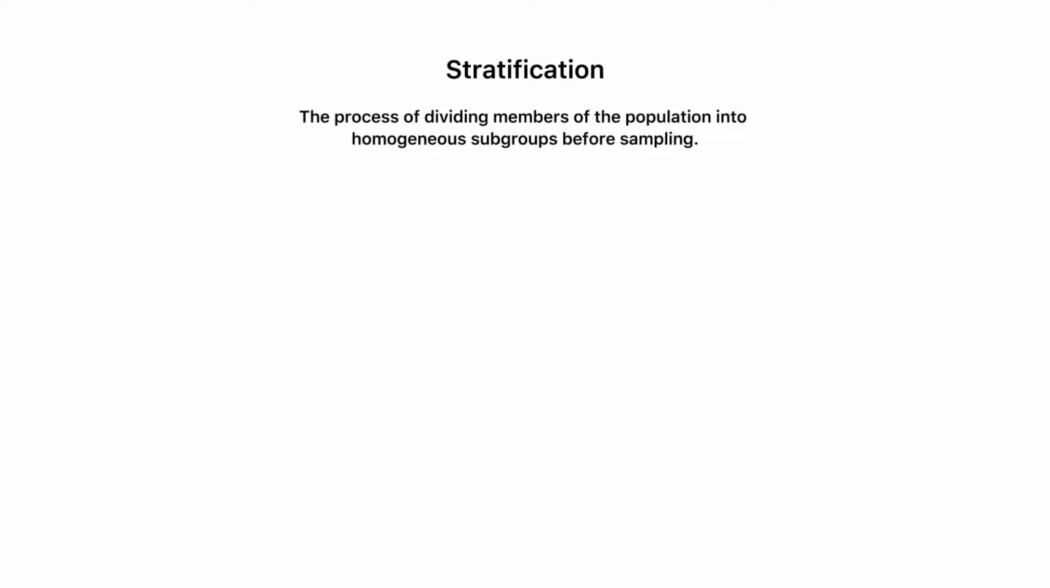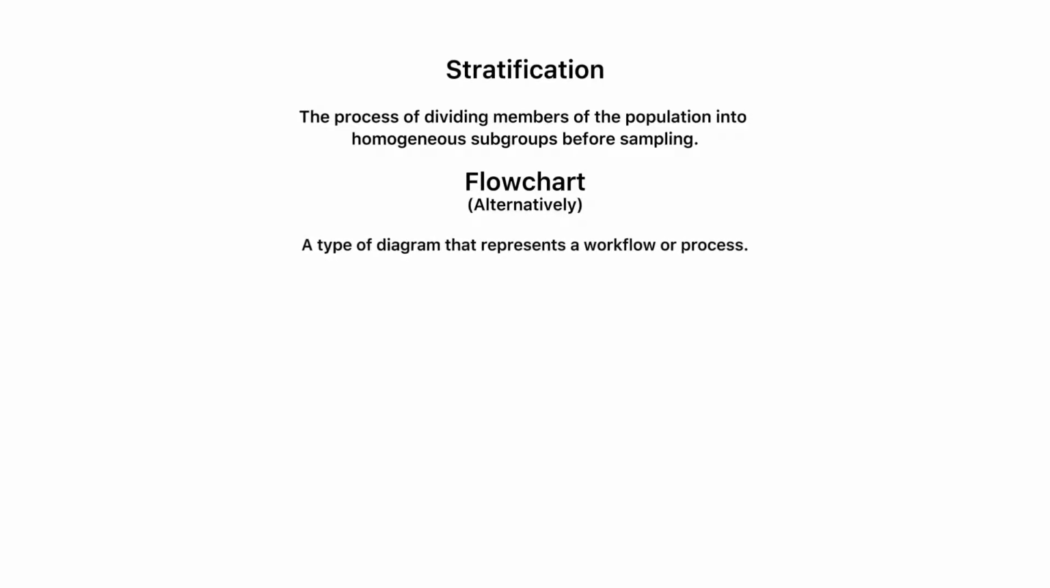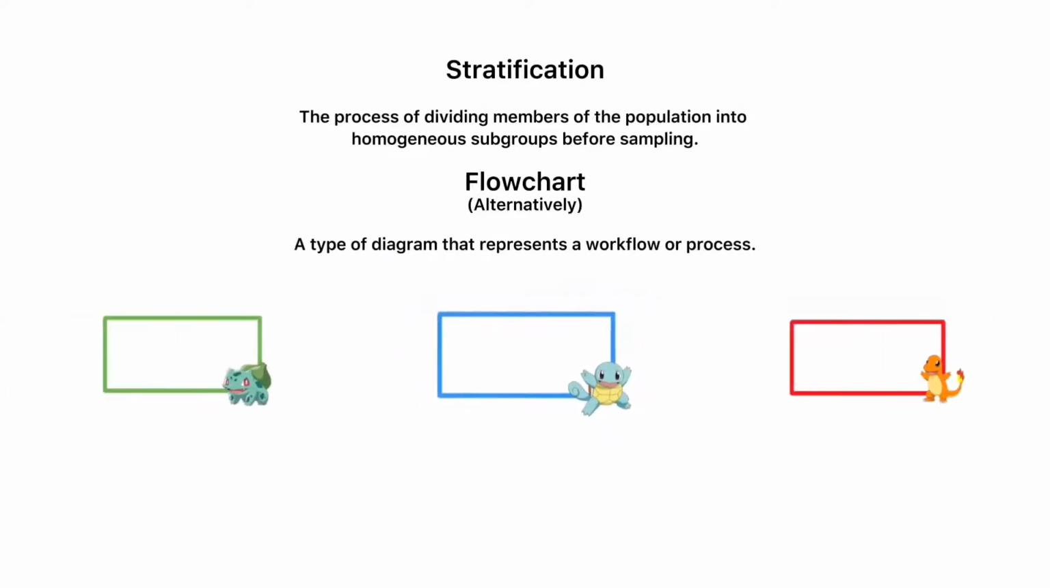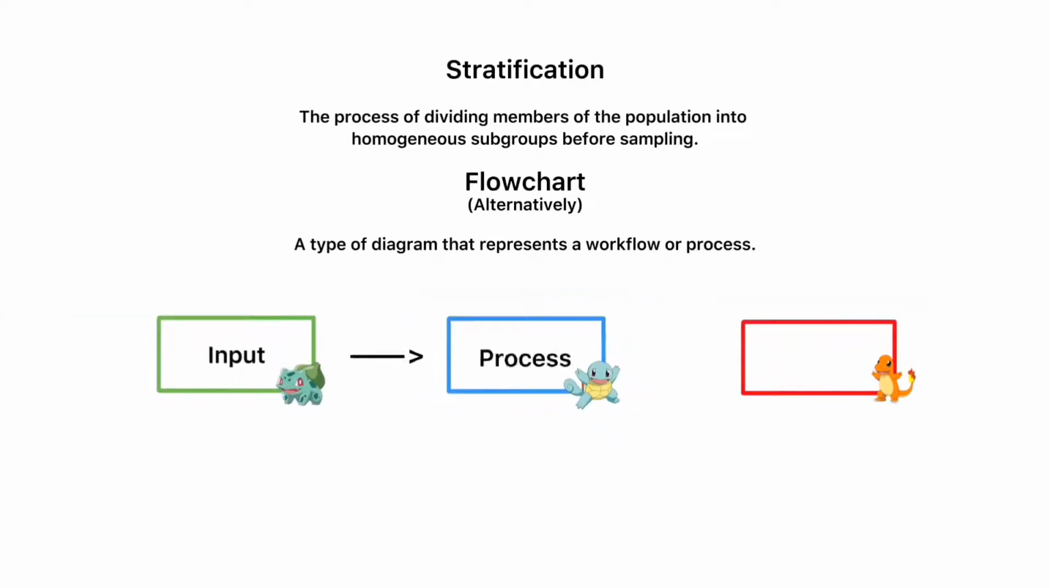Second, stratification. Stratification is the process of dividing members of the population into homogeneous subgroups before sampling. An alternative representation of this is a flowchart, which is a type of diagram that represents a workflow or process. A flowchart can also be defined as a diagrammatic representation of an algorithm, a step-by-step approach to solving a task that has basically an input, a process, and lastly, an output.